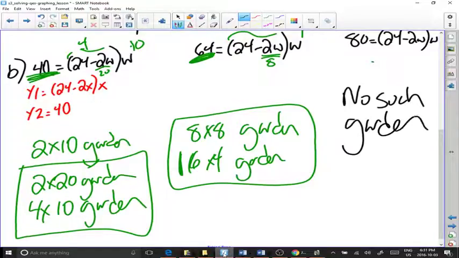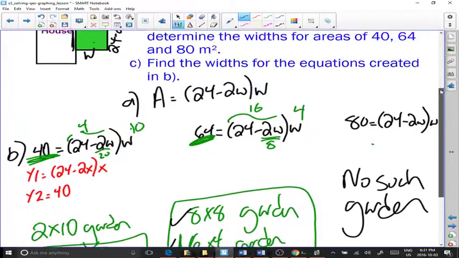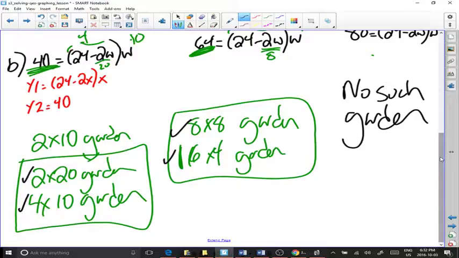So there's 4 possible configurations. These 2 possibilities that give you an area of 40, and these 2 possibilities that give you an area of 64. Okay? Sorry to kind of muddle through that a little bit, but okay, one last example, then we're done.